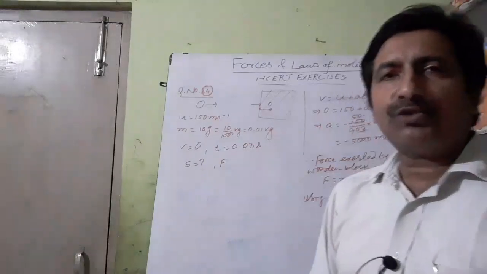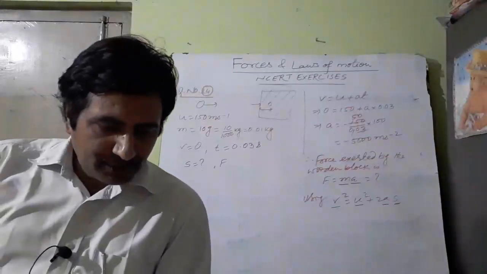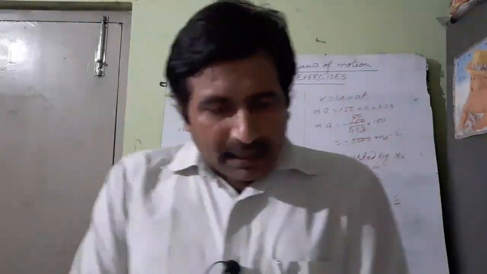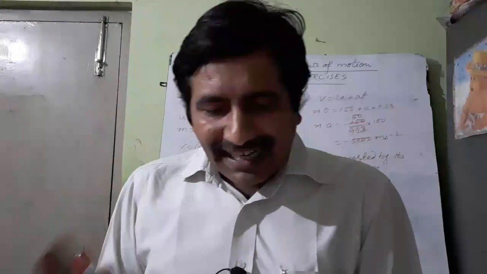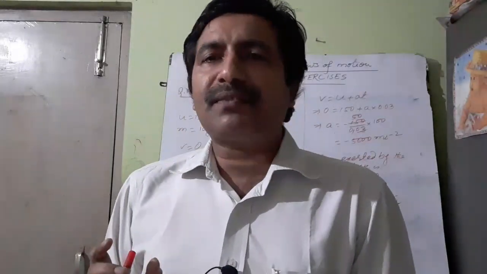After discussing question number 14, let us discuss question number 15. So in question number 15, an object of mass 1 kg is traveling in a straight line with a velocity of 10 meter per second. You have an object whose mass is 1 kg. It is traveling in a straight line with velocity 10 meter per second. So you have mass, you have initial velocity. It collides with and sticks to a stationary wooden block of mass 5 kg.